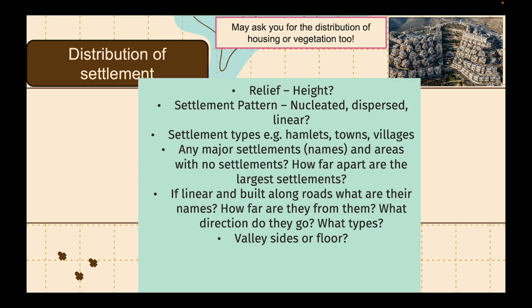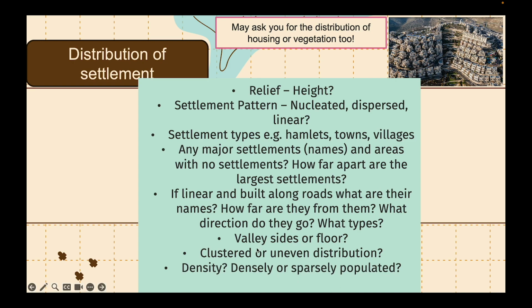Valley sides or floor: most likely if it's a large nucleated settlement like this one, it's very rarely going to be built in upland areas. Usually they will be built on the valley floor, whereas dispersed settlements more than likely would be built on the valley sides here. Are they clustered or are they uneven? Again, more focusing on nucleated as well as dispersed settlements for uneven distribution. Density, again, I've looked at this, more nucleated, more dispersed. You do get marks for suggesting this.